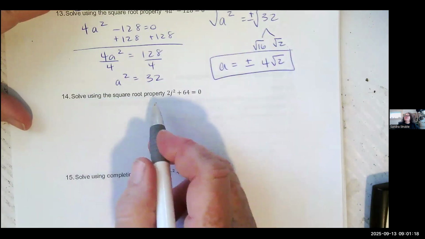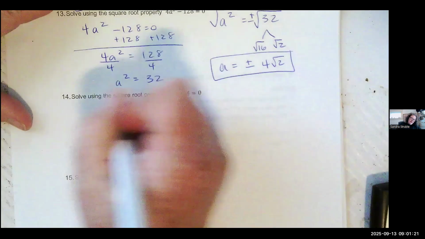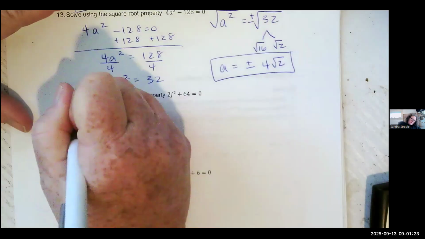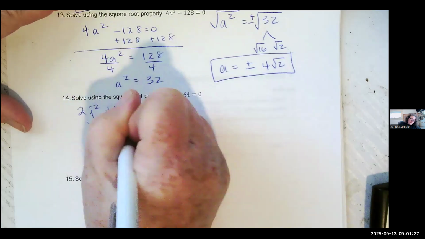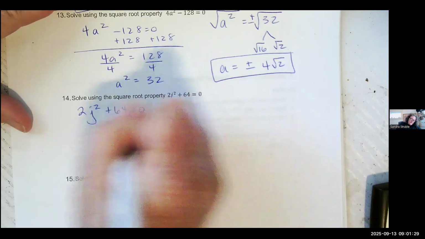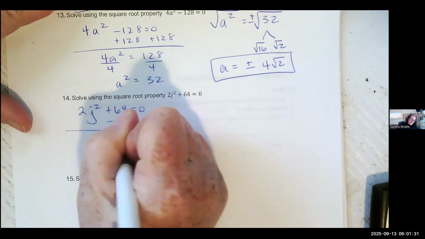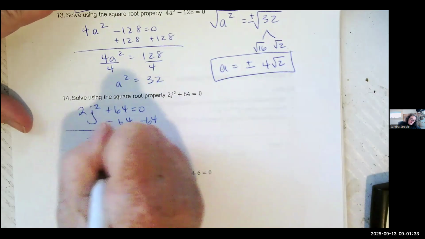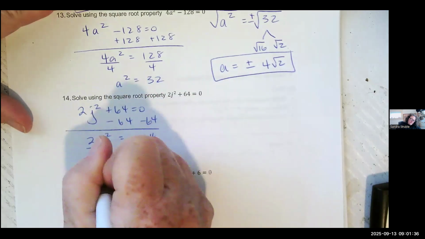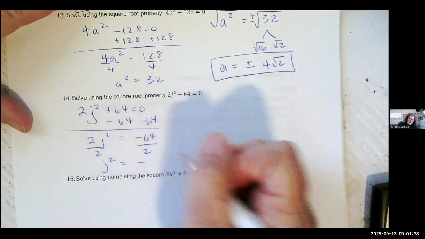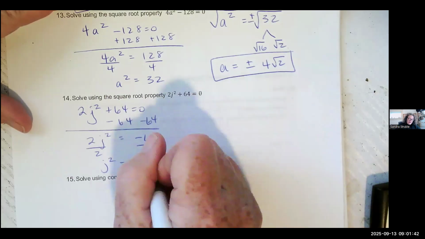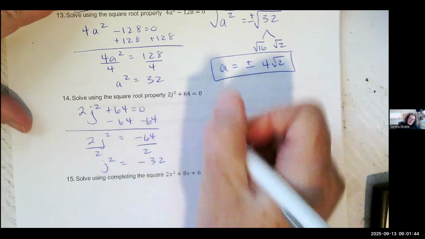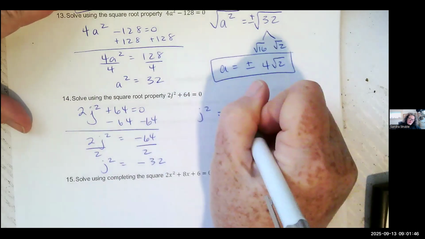Solve using the square root property. Again, this is going to give us a different answer. So 2j squared plus 64. Subtract 64 from both sides. Divide both sides by 2. 64 divided by 2 is 32. So we have j squared is equal to negative 32.